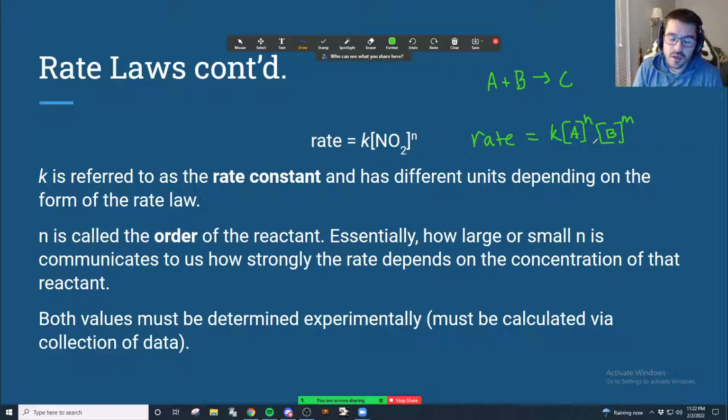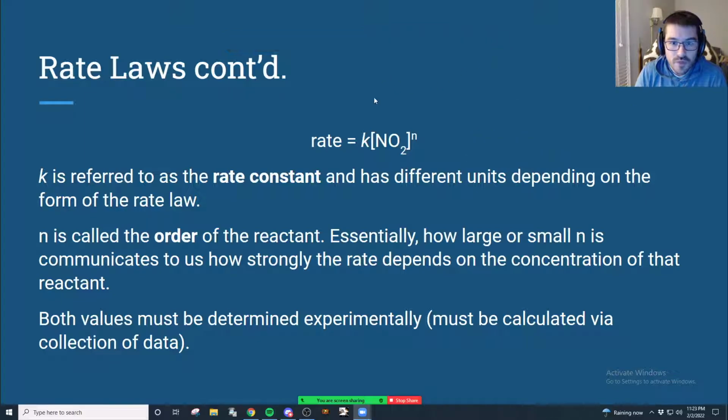So there are situations where you could say, okay, maybe this reaction is 0th order with respect to A, so the concentration of A does not influence the rate at all, but it is first order with respect to B. So the concentration of B matters, but the concentration of A does not. Or it could be the other way around. Or they could both be 1, or they could both be 2. So it just depends. Each reaction is going to be a little bit different.